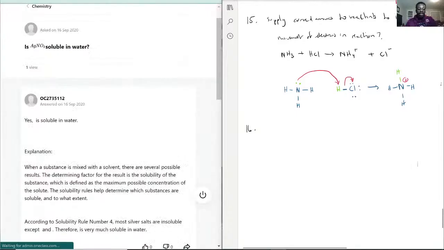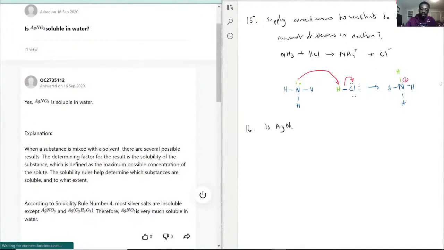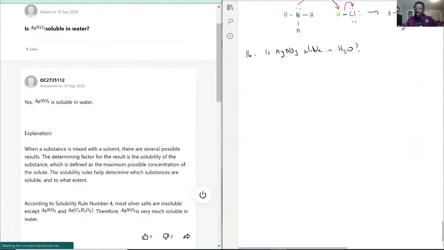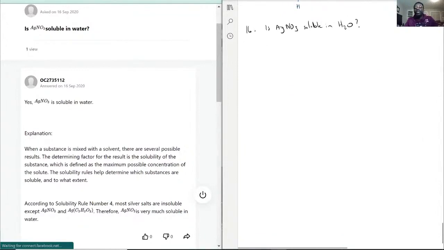Asking, is AgNO3 soluble in water? Okay, so for this, unfortunately, these are things you kind of have to memorize.